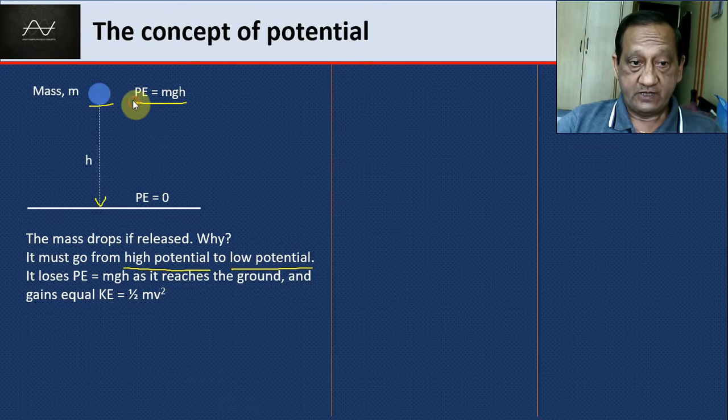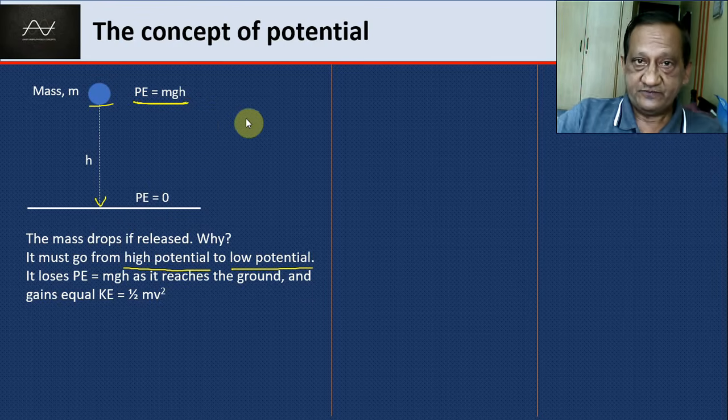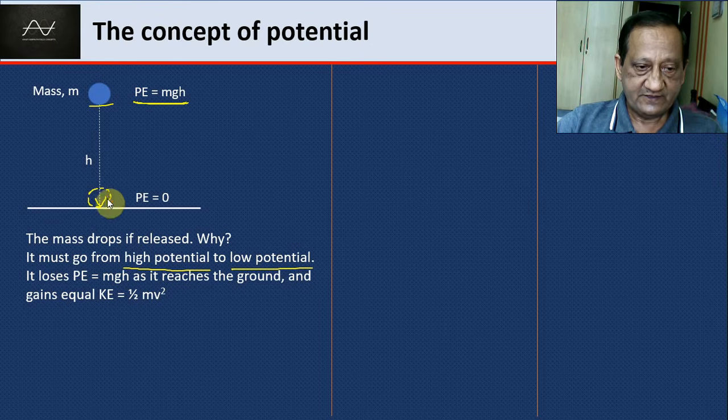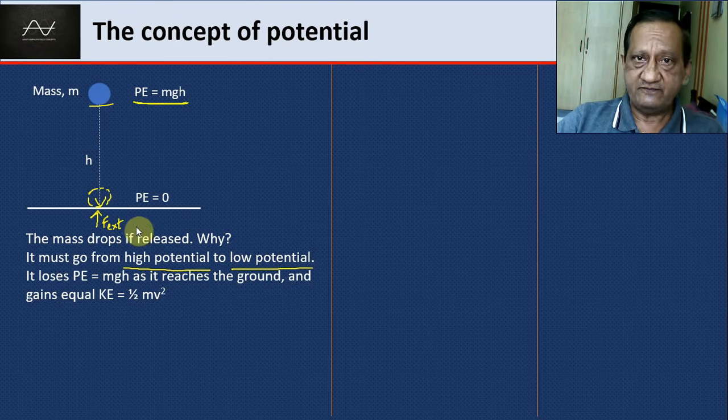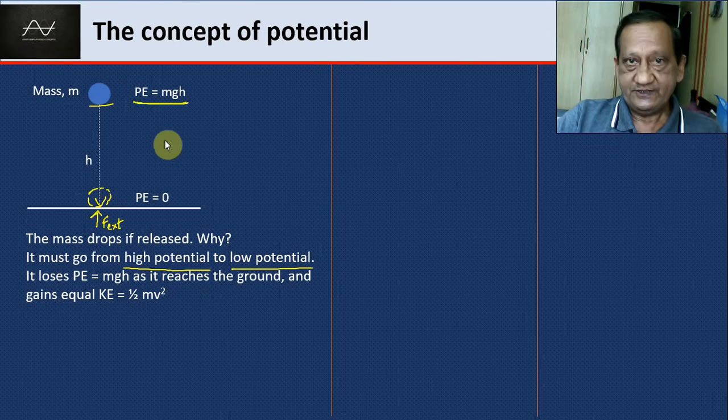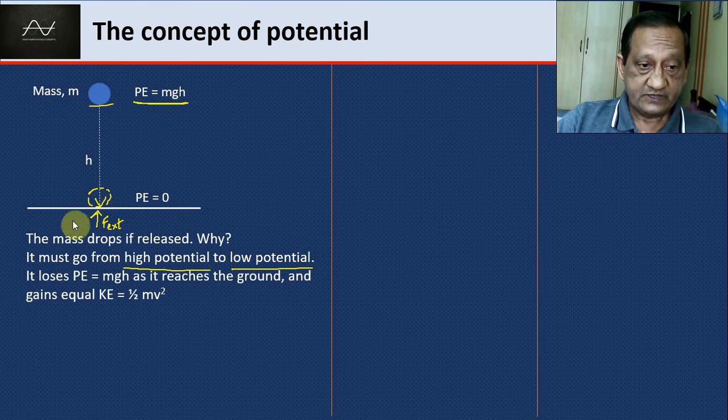But how did it get this potential energy? Somebody lifted it from the ground. That somebody, when the mass was here, exerted a force like this, which was just a little bit more than the weight, so that the mass didn't get any appreciable speed, therefore didn't get any appreciable kinetic energy. But this external force did work. The force was upwards, the displacement was upward, therefore it did positive work.